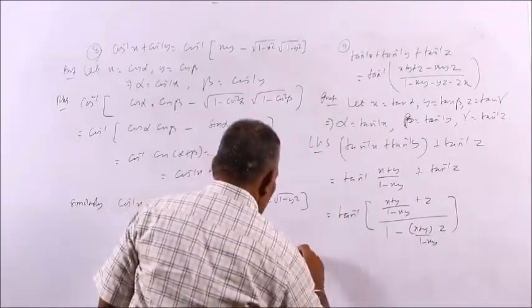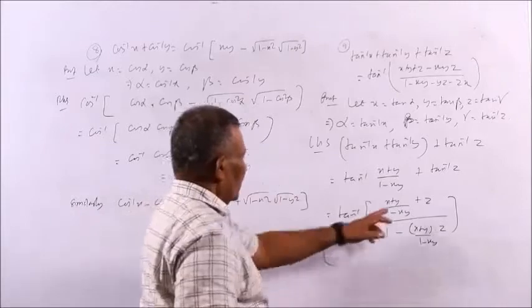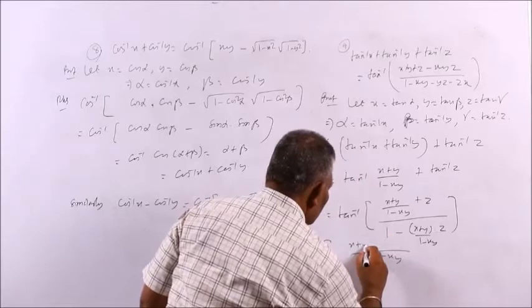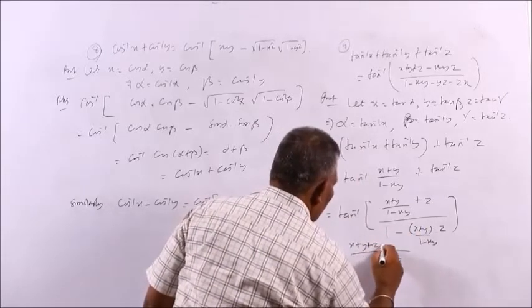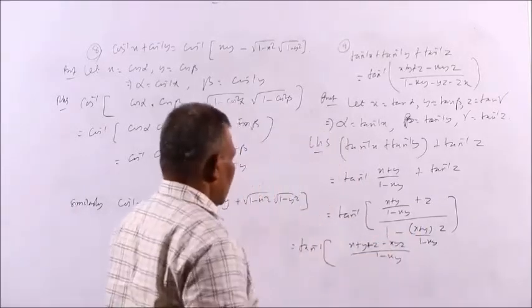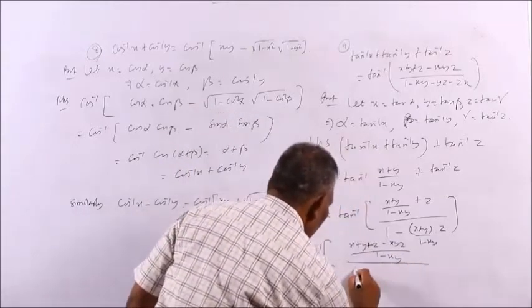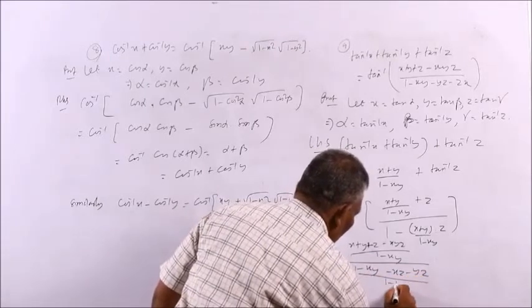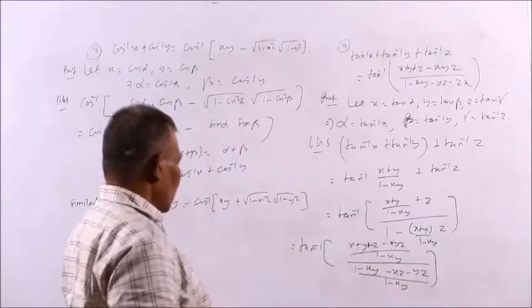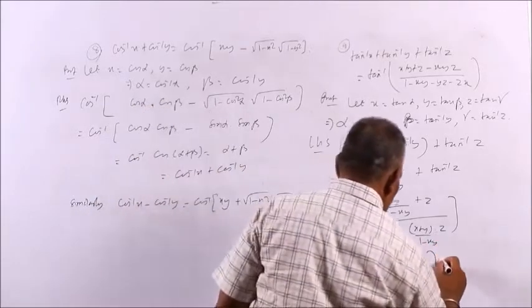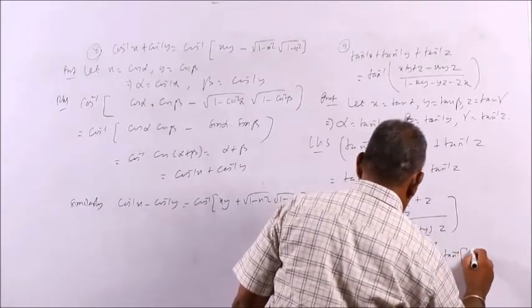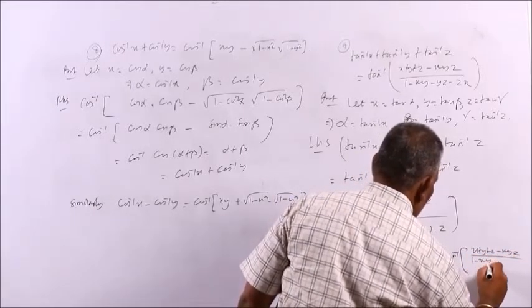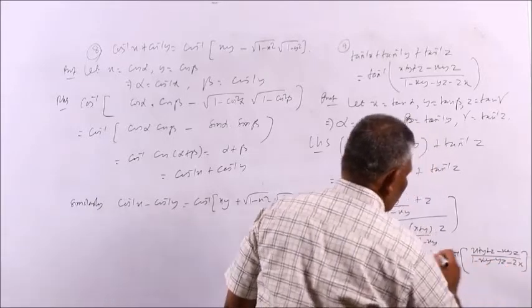In the numerator we can take, by taking the LCM as 1 minus xy, x plus y plus z minus xyz. In the denominator we can take 1 minus xy minus xz minus yz divided by 1 minus xy. So cancelling 1 minus xy, we have the remaining terms as tan inverse of x plus y plus z minus xyz divided by 1 minus xy minus yz minus zx.